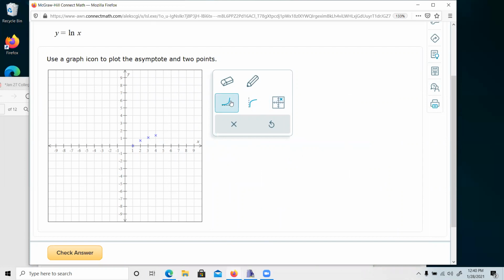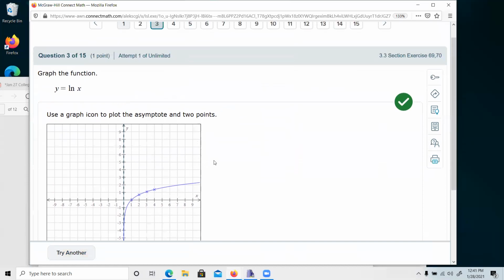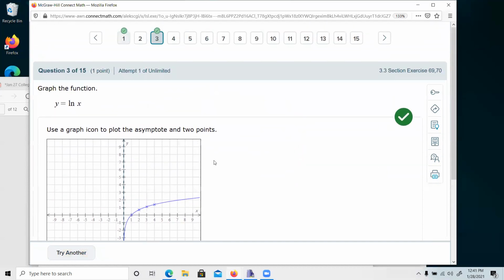So let's go ahead and place the vertical asymptote. Very good. Placing a point. Placing a second point. If you don't put the little X's there, they make you do the grid. You can't just put it anywhere you want. You have to do it on the grid. Fine. You guys took all the fun out of this.